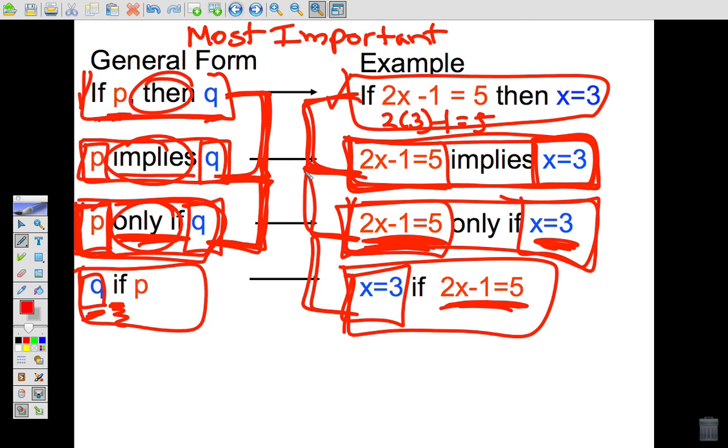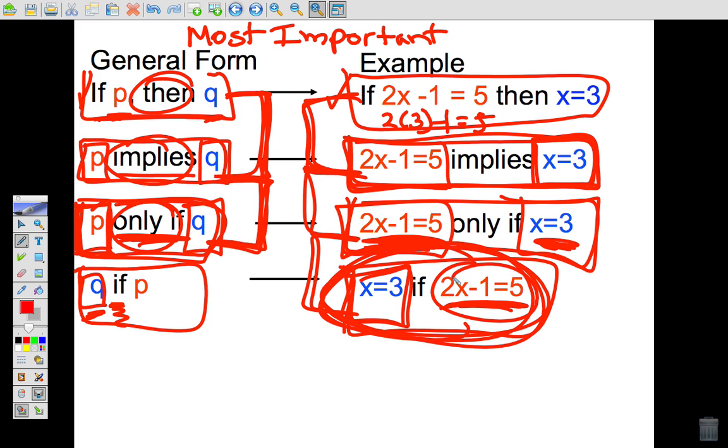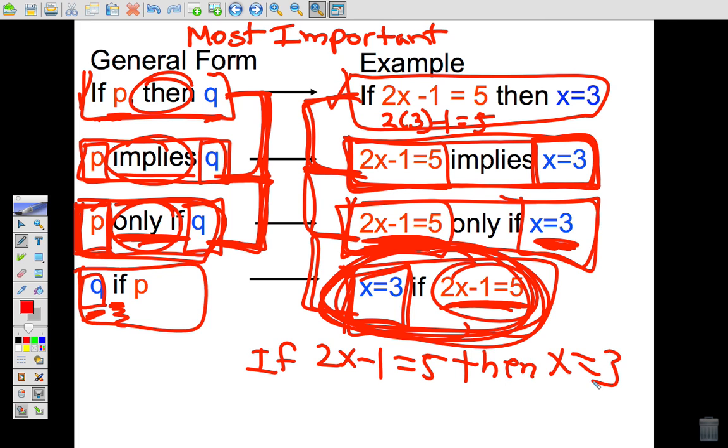So in other words, if you see a statement like this, you know that the first part is the conclusion and the second part is the hypothesis. So you can take this statement and write it in a little easier way. You could write it like this: if 2x minus 1 equals 5, then x equals 3. It's important to know all these different forms so that you can relate it to an easier form that you understand a little better.